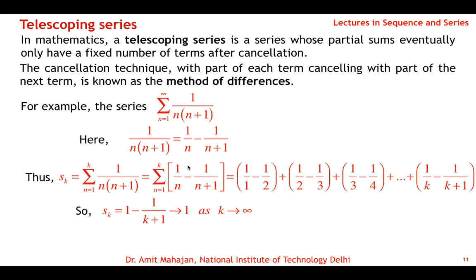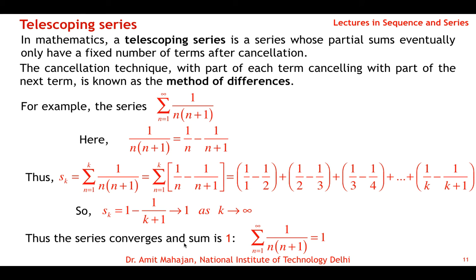The rest of the terms cancel out each other, giving us eventually only two terms for this series. So the partial sum is simply 1 minus 1 over k plus 1, and when k goes to infinity, this limit goes to 1. So immediately we have that this infinite series sum is 1, because the sequence of partial sums converges to 1. So the series converges and the sum is 1. That means the infinite sum of this series is 1.